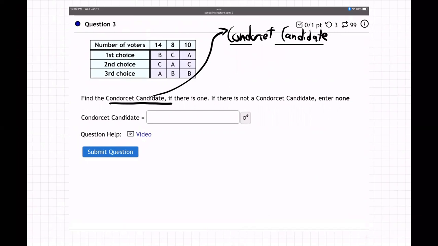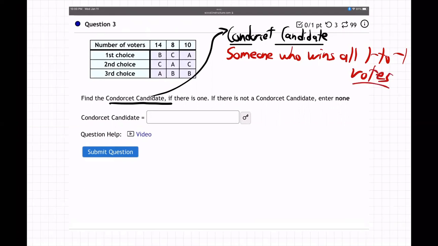who wins all 1-to-1 matches. All 1-to-1 votes, let's say. So what am I talking about? Well, we're going to have to do all the 1-to-1.